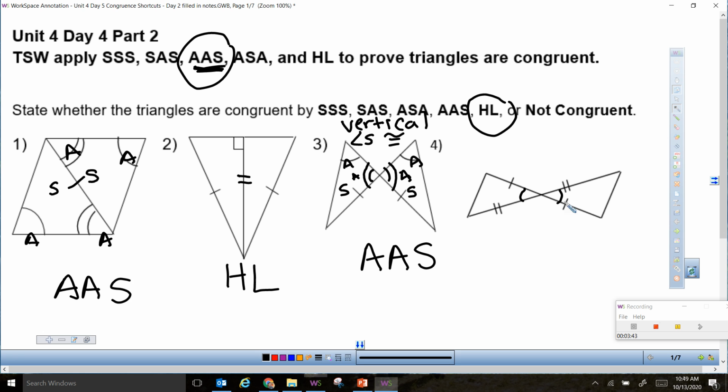Now check to see what's marked as congruent. So for the triangle on the left, we have a side, an angle, a side. For the triangle on the right, we also have a side, an angle, a side. So are those triangles congruent? Yes. So those two triangles are congruent by side, angle, side.